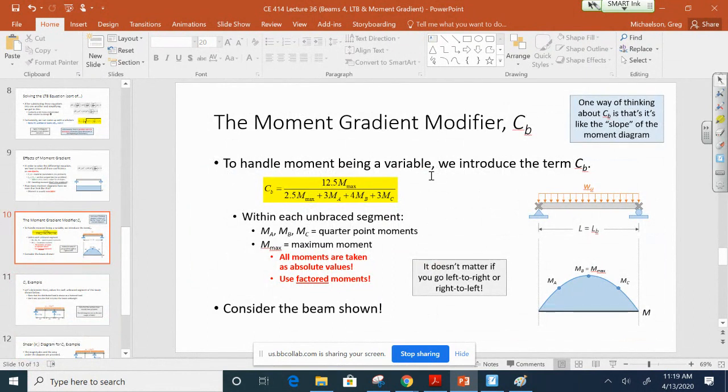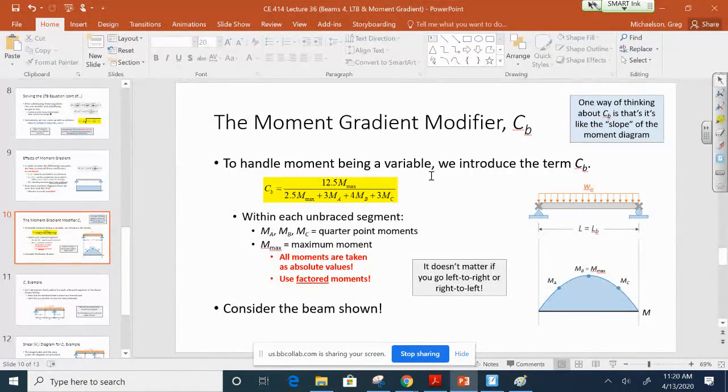What you do is within each unbraced segment, you compute what are called the quarter point moments. So let's say the unbraced segment is, I don't know, 40 foot long. So you'd compute a moment at 10 foot, at 20 foot, and at 30 foot. Those are your quarter point moments. It doesn't really matter if you go left to right or right to left because they're treated the same way in the formulas. That makes it pretty easy. And then M max is the maximum moment completely within that segment.